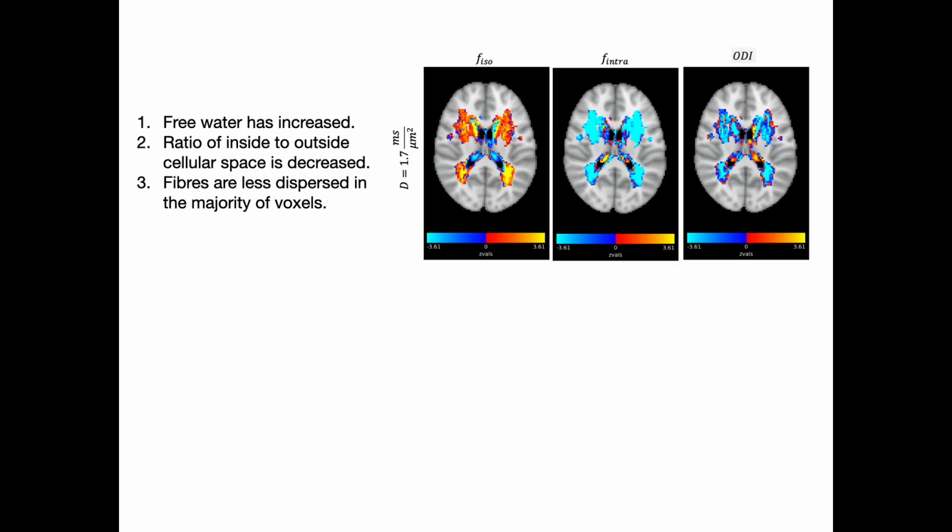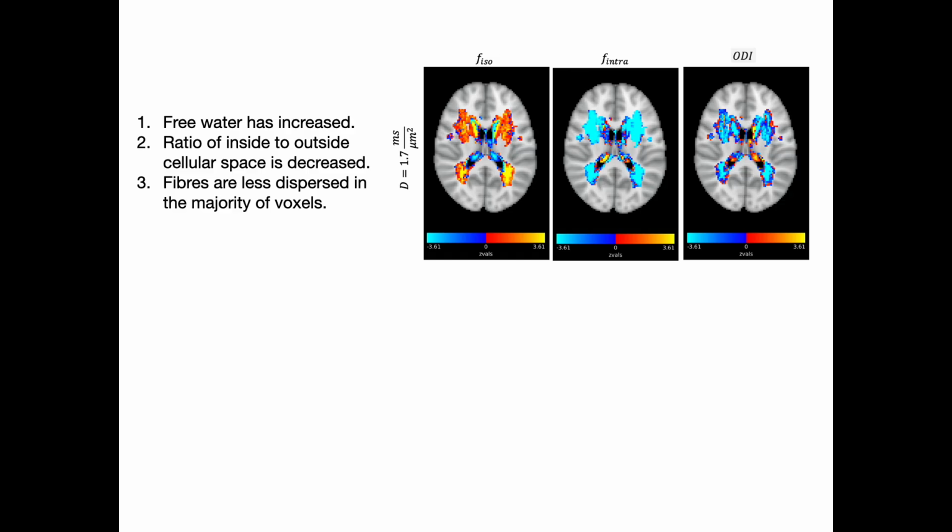These maps show the estimated z-statistics for changes in each parameter for a subset of voxels where there were at least 10 subjects with white matter hyperintensities. In this analysis, we fixed the intra-axonal diffusion coefficient to 1.7 in every voxel across all subjects. With this assumption, white matter hyperintensities show an increase in free water in most voxels and a decrease in the intra-axonal to extra-axonal water ratio. A similar trend is observed for ODI, though less consistently across voxels.